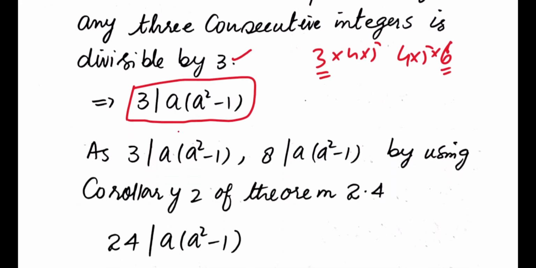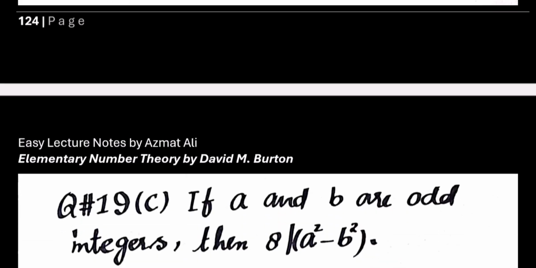3 divides a(a² − 1), and 8 divides a(a² − 1) by using corollary 2 of theorem 2.4 that I have discussed. The product of 3 and 8, that is 24, divides a(a² − 1). So this completes our B part.